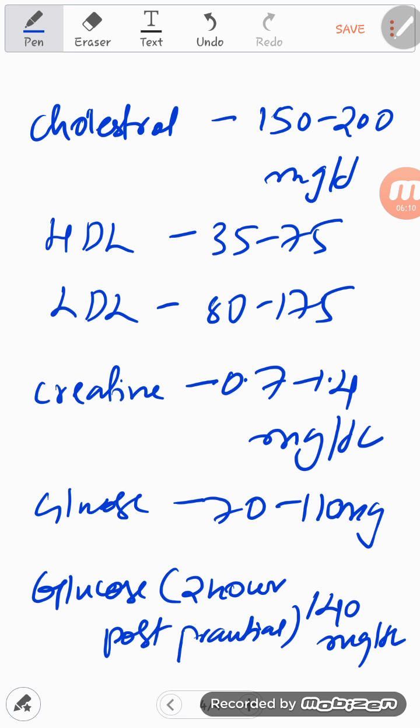Normal cholesterol levels are 150 to 200 milligrams per deciliter. HDL cholesterol is 35 to 75 milligrams per deciliter, and LDL cholesterol is 80 to 175 milligrams per deciliter. Creatinine levels are 0.7 to 1.4 milligrams per deciliter. Glucose during fasting is 70 to 110 milligrams per deciliter. Glucose 2 hours postprandial is less than 140 milligrams per deciliter.